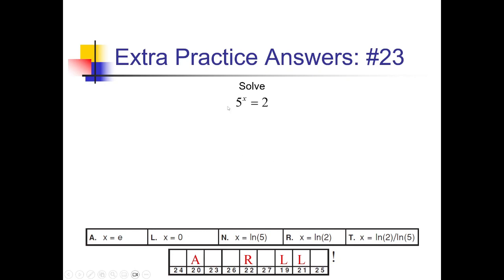For 23, I've got 5 to the x equals 2. I'm going to get this x out of exponent land by taking the ln of both sides and using my pop-out rule. So the ln of this left side here is going to let me rewrite that as x ln of 5. And then I have to take the ln of the other side as well. So I just have ln of 2 over there. To get x by itself, I just need to divide both sides by ln of 5. So I do that, and I have ln of 2 divided by ln of 5. Now, none of the answer choices are decimals, so I can just leave it in this form and make sure I find it over here. That's going to be choice T, which gives me a T in spot 23 right there.